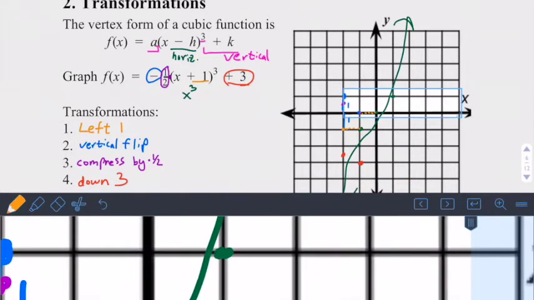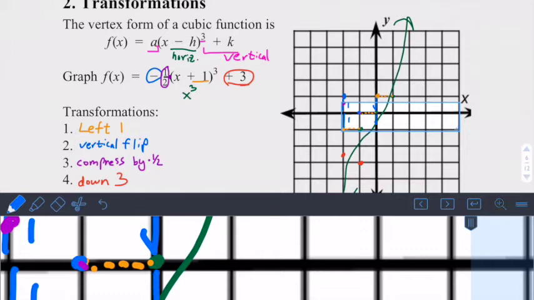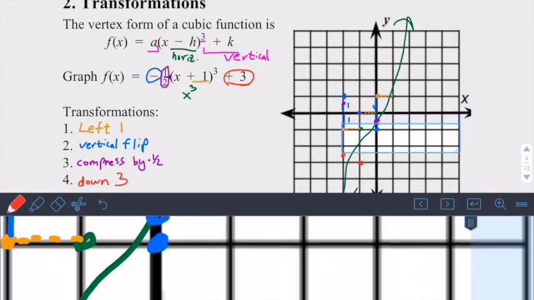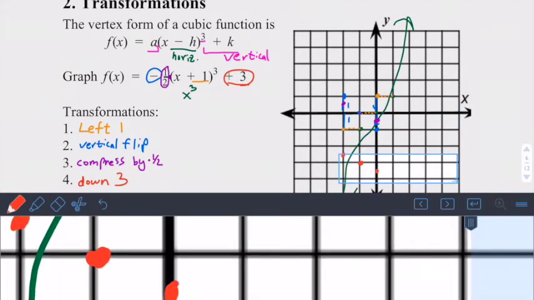And finally, I take my last point, I go left 1. I vertically flip it, so it's 1 away, so I need to go 1 away down here. I need to compress it by 1/2, well, it's 1 away, so now I need to go half as far. And then down 3, 1, 2, 3.